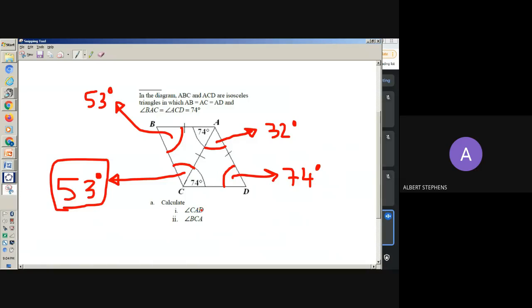Yes. CAD. Where is CAD? CAD is 32, not true? Because look, it is from C to A to D, so it's right here. So that's 32. And BCA. So you look for B, then C, then A. So BCA, they're talking about right here. So be very careful now. So that's going to be 53. All right. Luckily this question didn't ask for a reason.